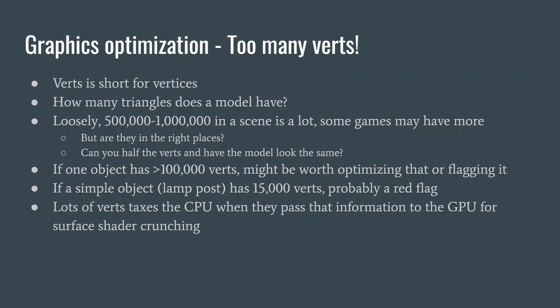I again don't have time to talk about that, but these are all things you can think about to improve your performance. So if a simple object like a lamppost has 15,000 verts, it's probably a red flag. So just keep an eye on how many vertices your models have, and it will really help the performance of your games, especially VR games, because they are really sensitive to having too many verts.